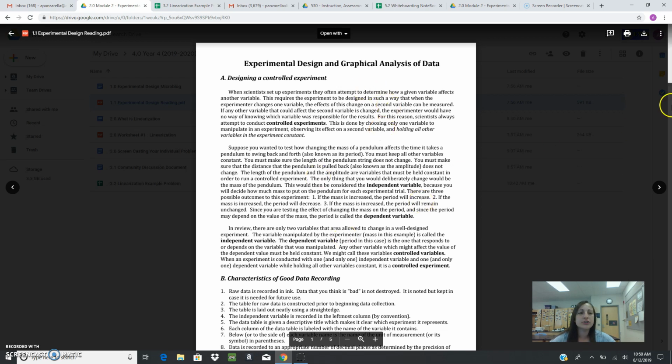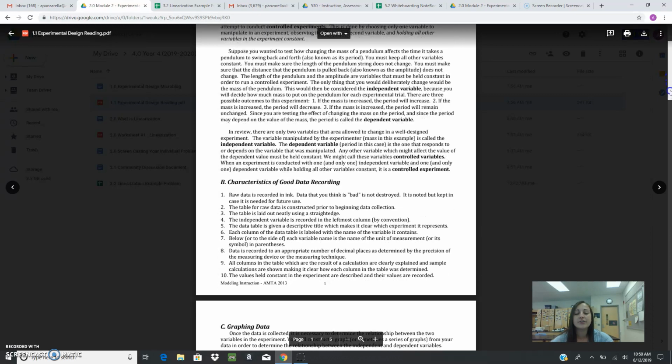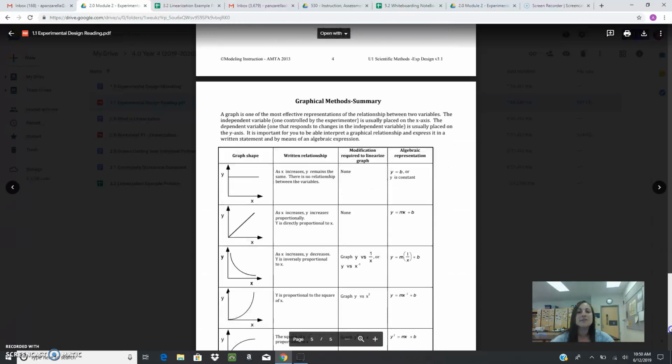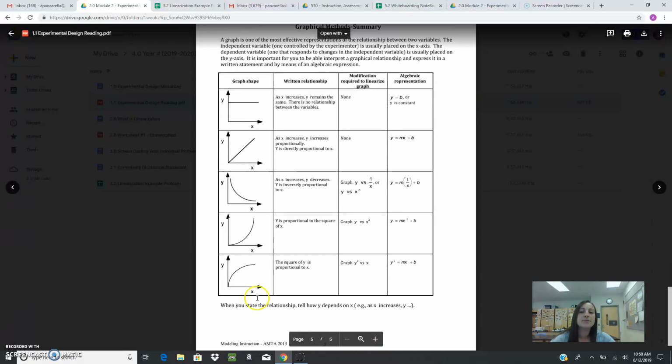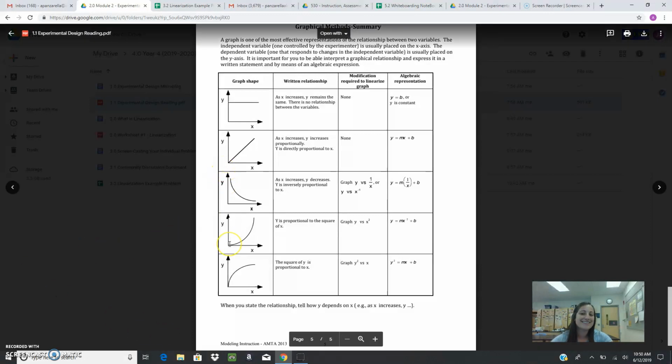So in your initial reading, it talked about how you're going to conduct a proper experiment, which is going to be useful throughout the entire year. But what it does when it gets to that very end is it gives you this chart. And this chart is a good representation of all the different types of trends we're going to see throughout the year. The problem with these different trends is that it's going to be very difficult for us to form equations with something that is non-linear.